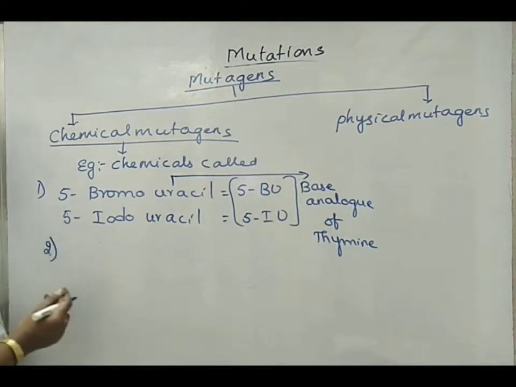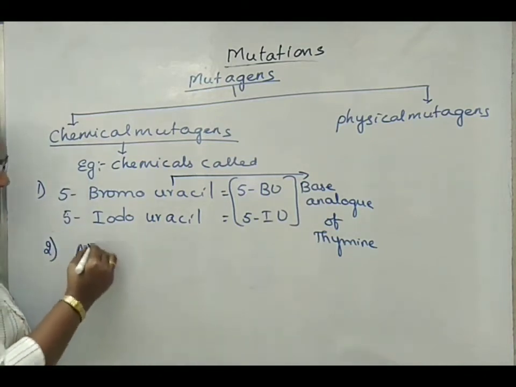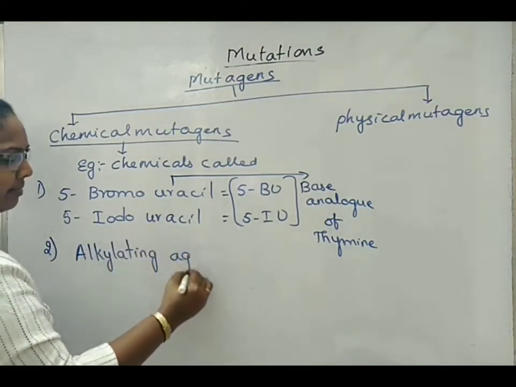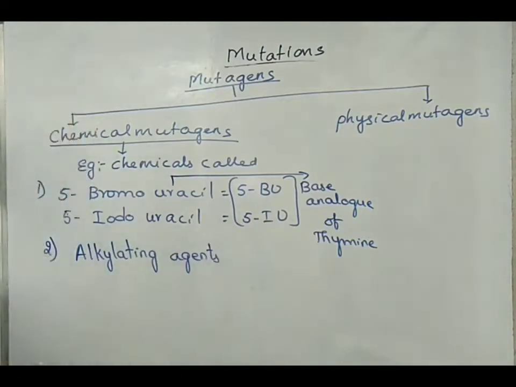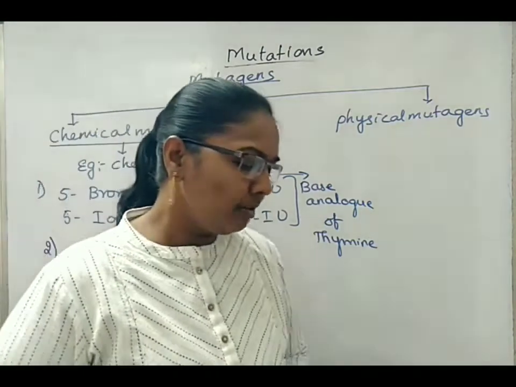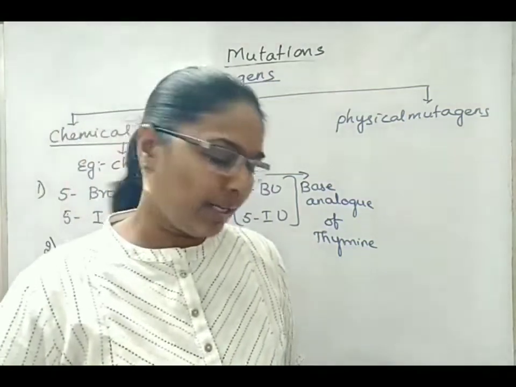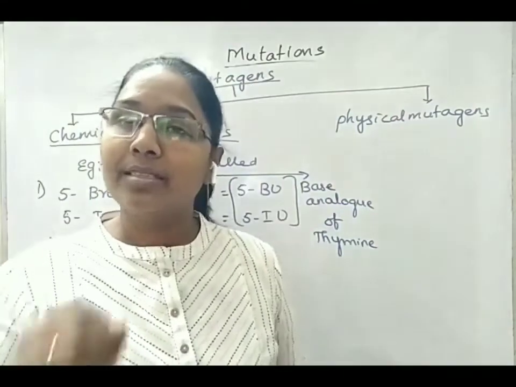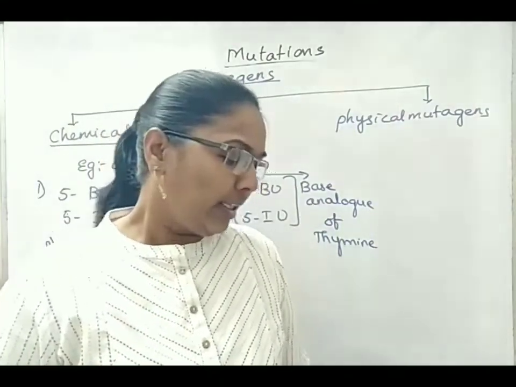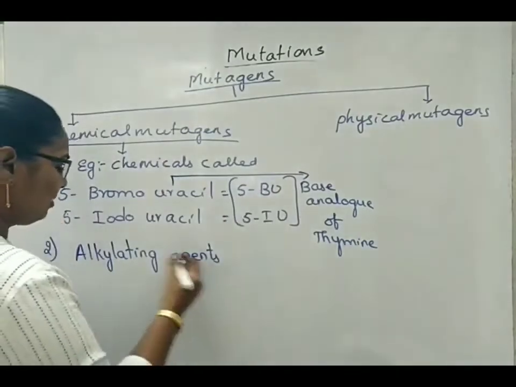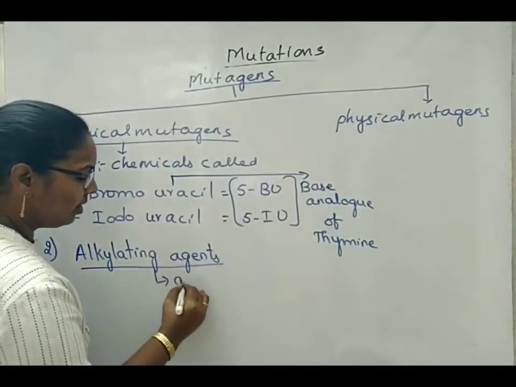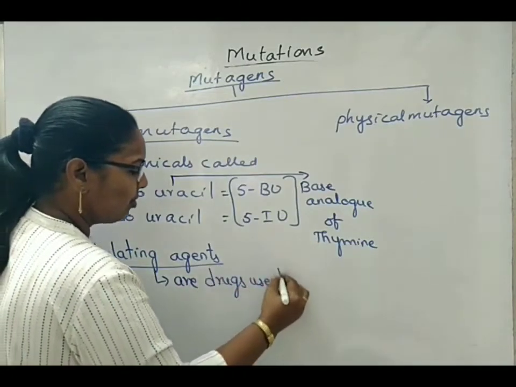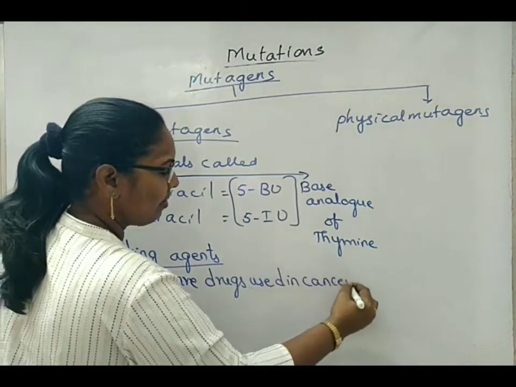So the second chemical mutagen, we can take the example of alkylating agents. Now, these alkylating agents are some of the drugs or chemicals that are used during cancer treatment. They bind to the 7th position of nitrogen in the case of guanine. What are these alkylating agents? Drugs used in cancer treatment.